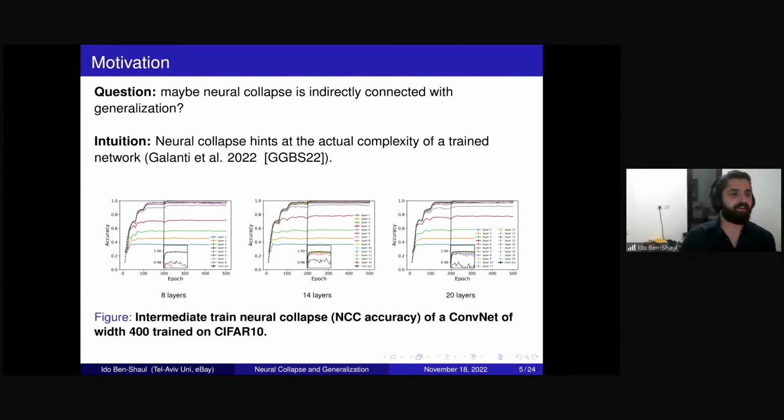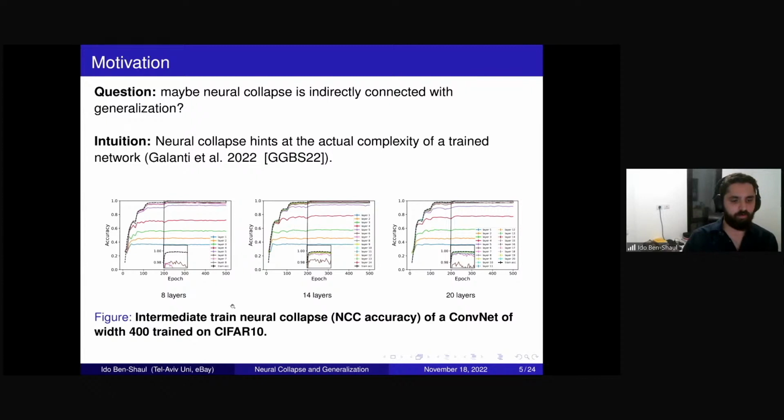So we ask a slightly different question. Maybe neural collapse is indirectly connected with generalization. Our intuition is that neural collapse actually hints at the actual complexity of a trained neural network. I'm going to formalize this in a bit, but I'd like to give you the intuition.